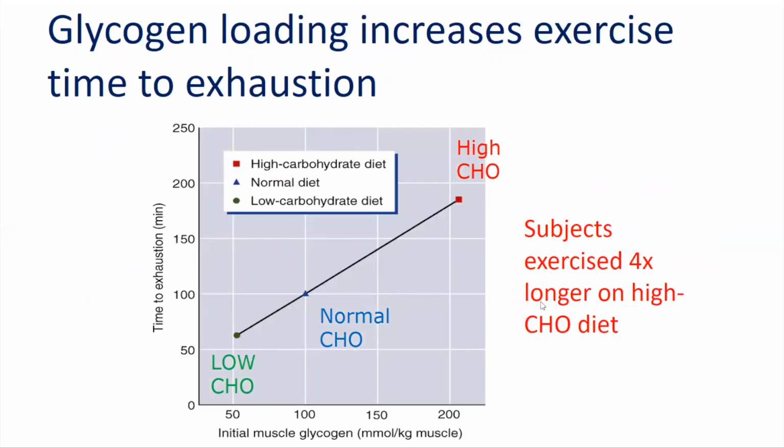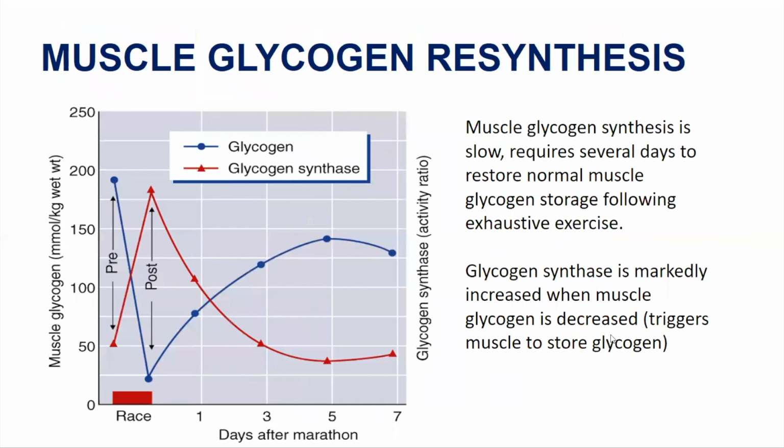This graph is just showing subjects on a high carbohydrate diet are able to exercise longer than those on low or normal carbohydrate diets. This graph is showing that muscle glycogen synthesis is slow, and it's going to require several days to restore normal muscle glycogen following exhaustive exercise.